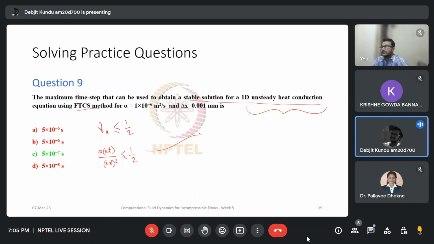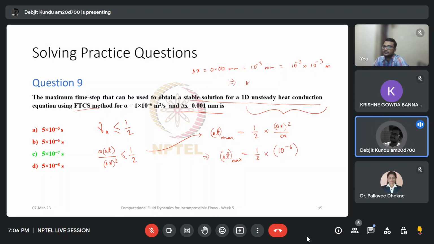So we will rewrite this in a different way. So we will take delta t max should be equal to half into delta x square divided by alpha. Correct. Now we will simply plug in the values. Delta t max equal to half multiplied by delta x square. So we have to do this in SI unit in order to be consistent. So delta x is 0.001 millimeter. So that would mean 10 to the power minus 3 multiplied by 10 to the power minus 3. So 10 to the power minus 6 meters is the delta x, right? So delta x is 0.001 millimeter. This can be written as 10 to the power minus 3 millimeter, and to convert it to meter, we need to multiply with again another 10 to the power minus 3.